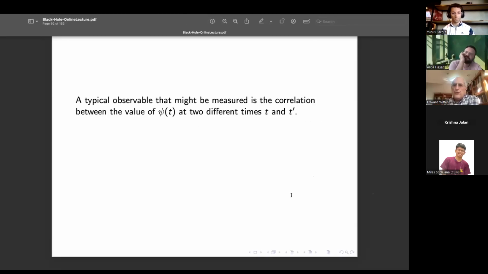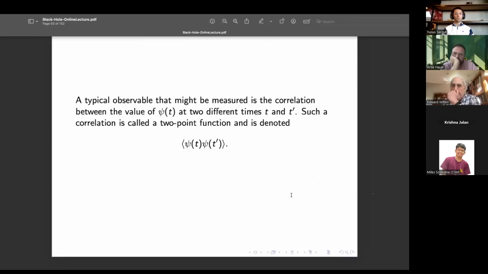Now, when you measure the quantum field, what do you measure? The most basic thing you measure is what's called a two-point function, the correlation between the values of psi of t at two different times t and t prime. Assuming that the signal you're observing is time independent, the two-point function only depends on the difference t minus t prime. And when you measure the spectrum of radiation coming out of the black hole, what you're doing is measuring the Fourier transform of the two-point function.